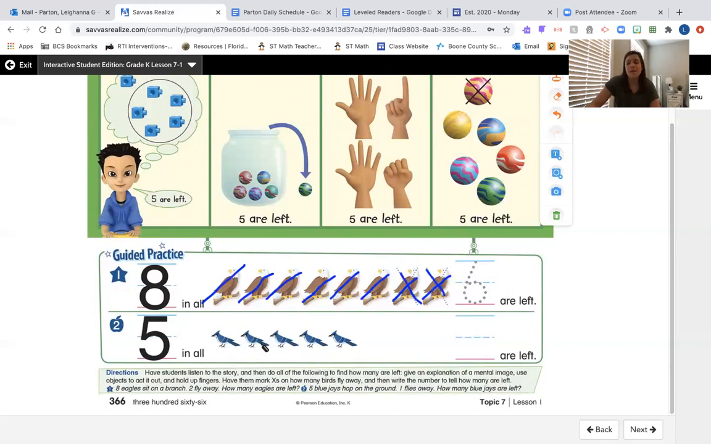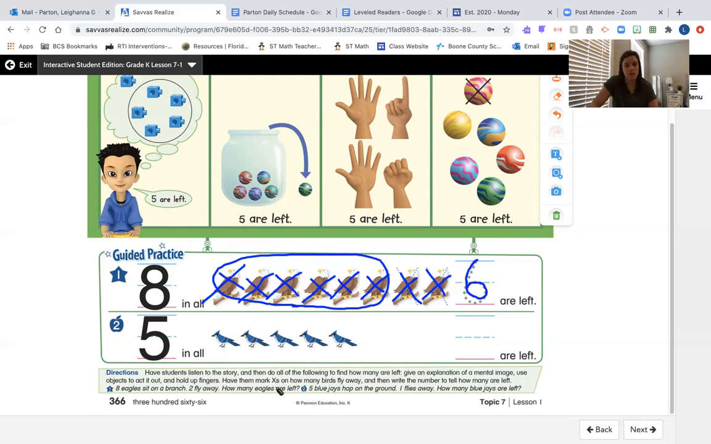Then it asks how many eagles are left over. Well, we can show that by circling the leftovers. And now let's count how many are inside. 1, 2, 3, 4, 5, 6. So there are 8 eagles sitting on a branch. 2 of them fly away. 6 are left over. So we're going to trace the dotted 6.